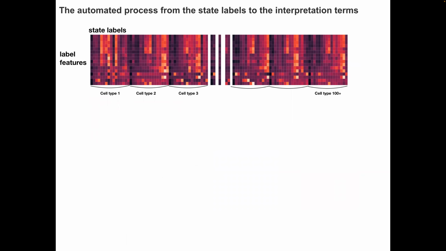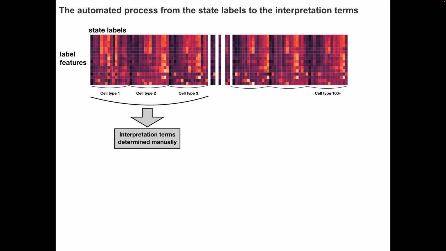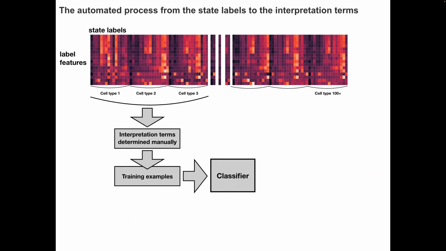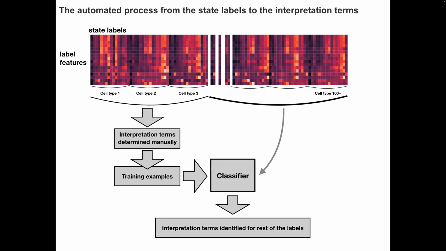As I mentioned, we use label features to determine their interpretation terms. We first do it manually for a handful of samples, which are used as training examples for a classifier. The classifier is then used to determine the interpretation terms for the rest of the samples. This allows us to perform the interpretation process efficiently for a large set of samples that we have in this project.